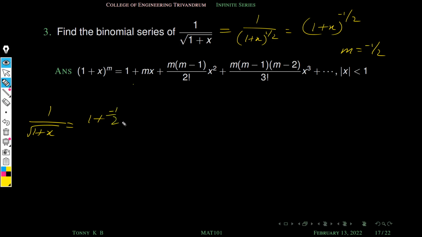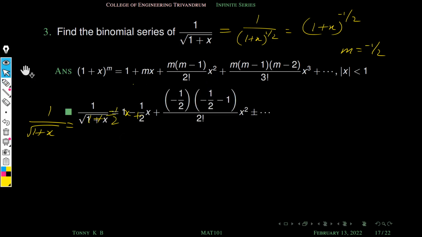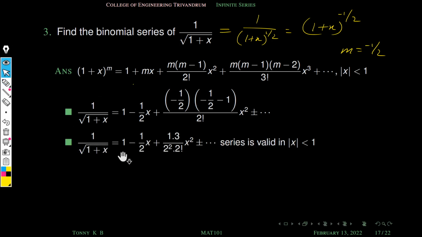So this is minus 1 by 2 x, plus the next term is minus 1 by 2 into minus 1 by 2 minus 1 by 2 factorial x square, like that. Okay, so this is the expansion. So this is m into m minus 1 by 2 factorial x square plus minus etc. Okay, and upon simplification this becomes 1 minus 1 by 2x, and this expression becomes 1 into 3 by 2 factorial into 2 square x square plus minus etc.